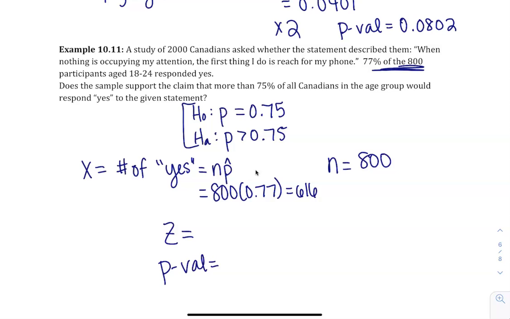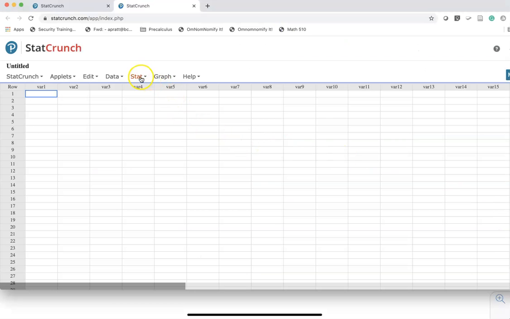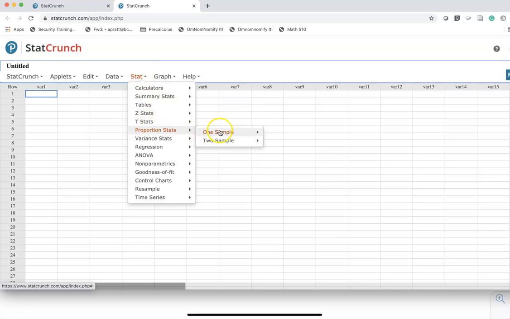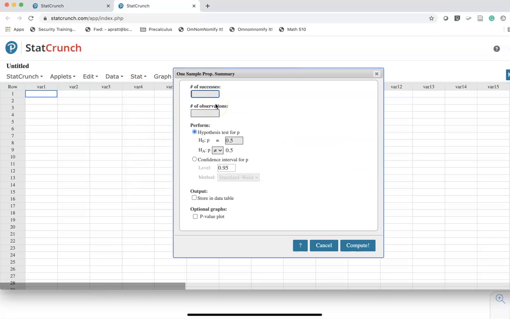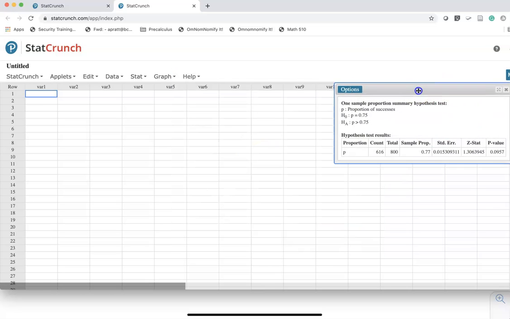So you go to StatCrunch, and you go to Stat, Proportion Stats, One Sample, With Summary. Again, we don't have the raw data, so we go with summary here. Number of successes, that's your x, and that we had to calculate, but we got 616. And then our number of observations. Then here we put in our hypotheses. Our null was that it was 0.75, and our alternative is that it's greater than. So I just typed that in, and then I click and pick the one that's appropriate. And that's all I have to do. Hit compute, and it gives you the output.